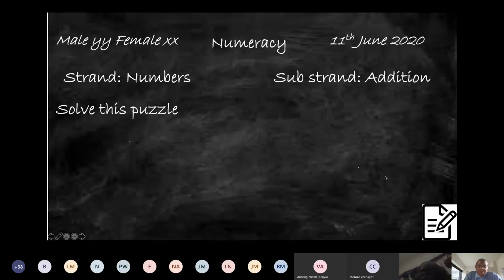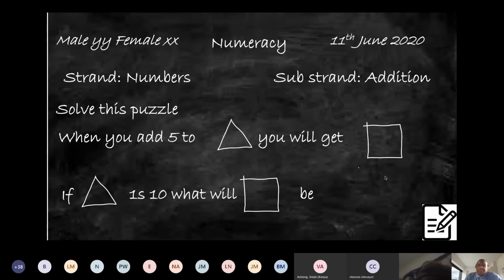Solve this puzzle. When you add a triangle to a square, you'll get a square. If a triangle is 10, what will the square be? If you add 5 to a triangle, you get a square. If a triangle is 10, what will be the square?